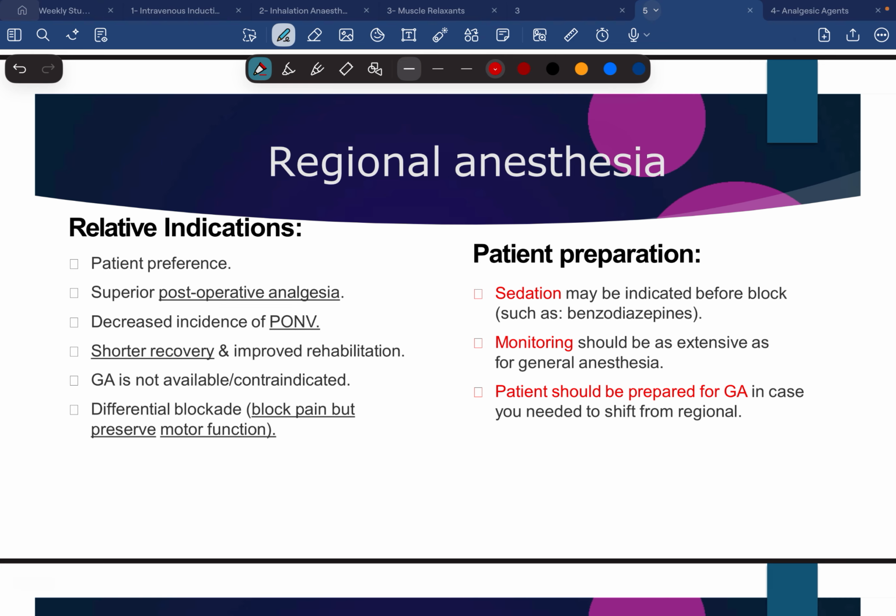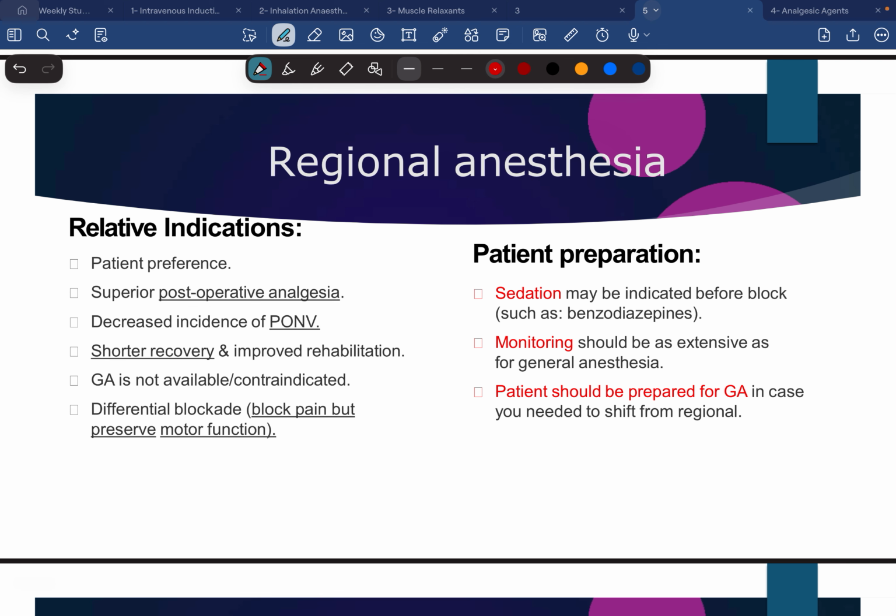Patient's preparation, sedation: not all patients require sedation. Sometimes they are just anxious about what we're doing. Once it's done, they're anxious about the needling more than anything. Once it's done and they're happy that their arm or leg or whatever is numb, they're okay.